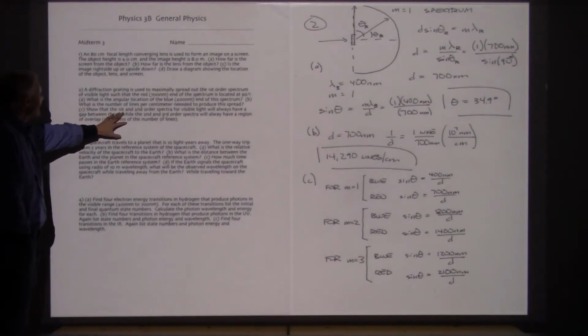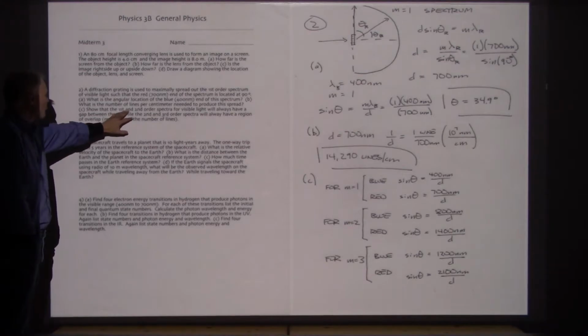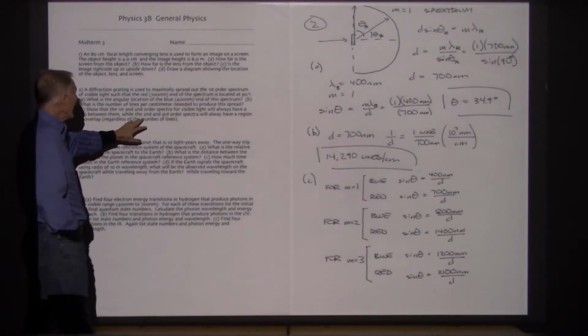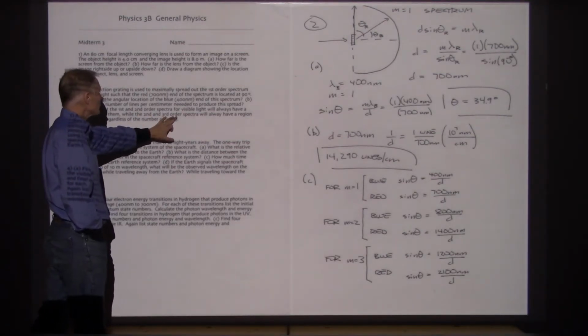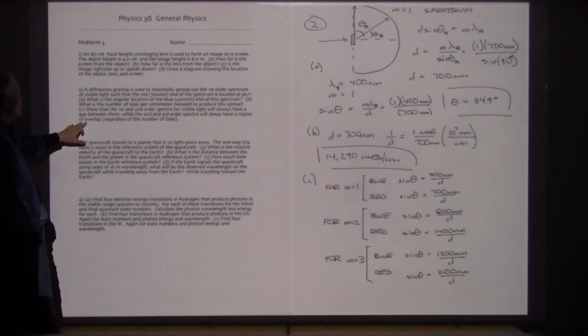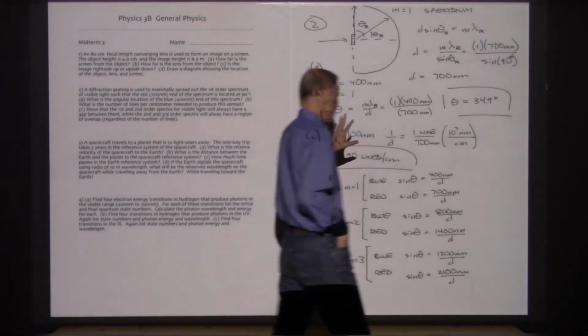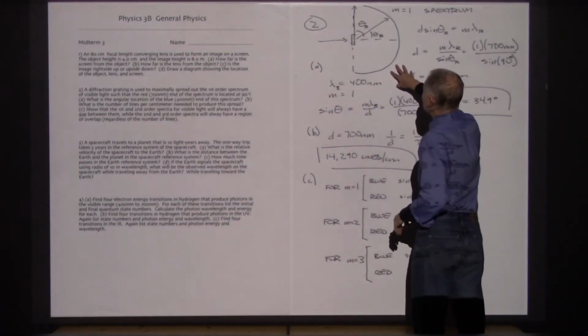It says that the first and second order spectrum for visible light will always have a gap between them. However, the second and third order spectrum will always have a region of overlap regardless of the number of lines. So what this is suggesting is this. Let's come and take a look at this diffraction grating.